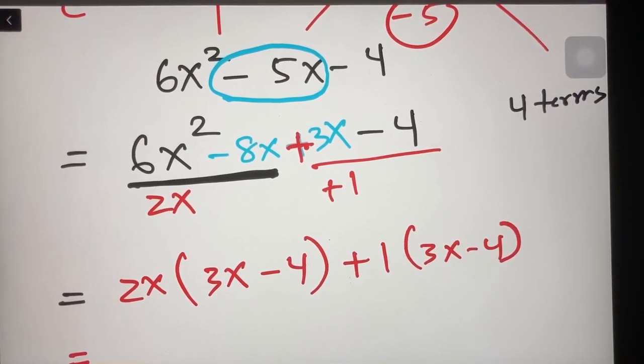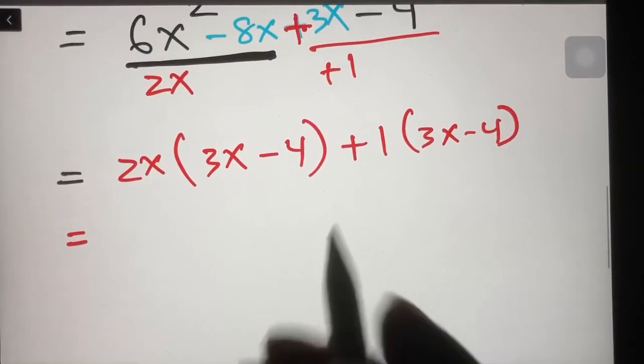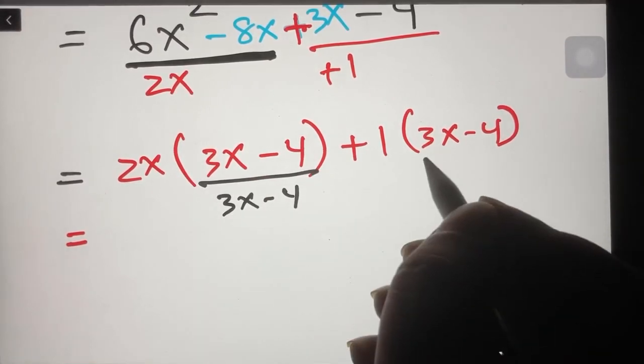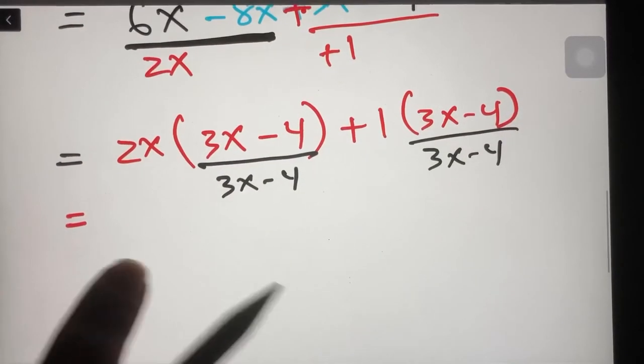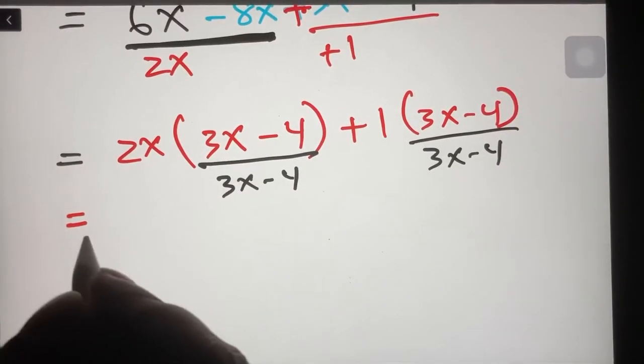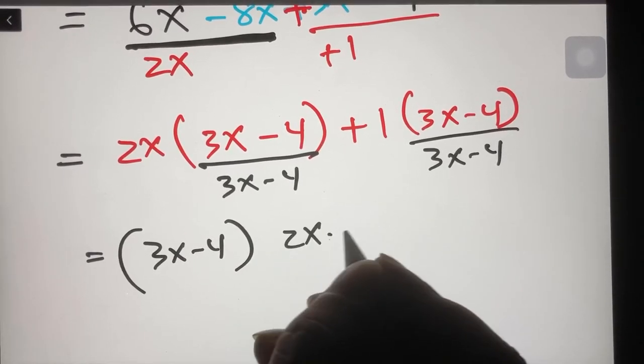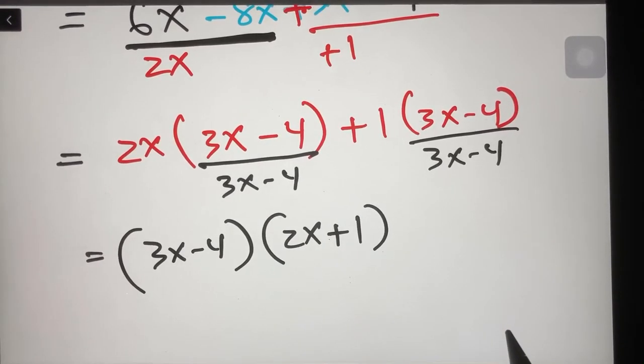So I hope you notice the pattern that we have 3x minus 4 here, and we also have 3x minus 4 here, right? So that basically means we are on the right track. Now you can factor out 3x minus 4. Almost there. So it's going to be 3x minus 4 times 2x plus 1, okay? And that's it, we are done.